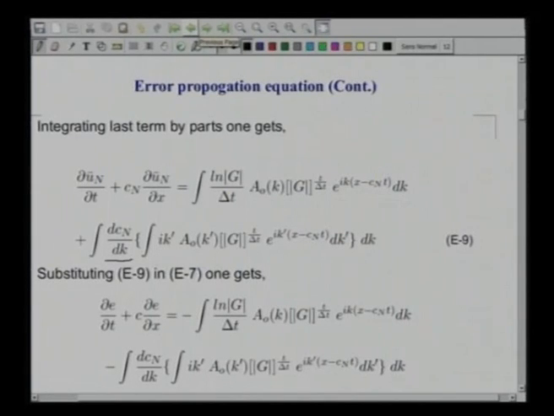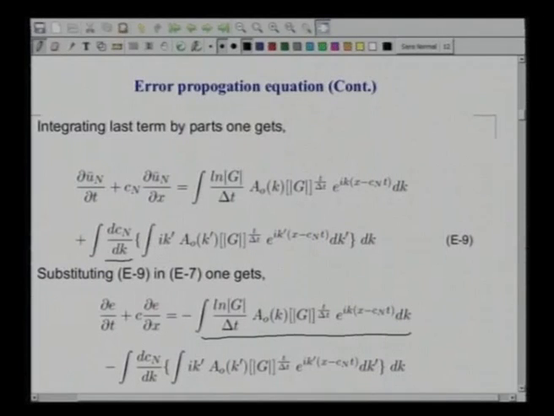And we notice one thing very clearly, that the first set of terms that we have here depends on the numerical amplification factor, and if the error has to be governed by the same equation as the signal itself, then we must have modulus of g equal to 1, right.